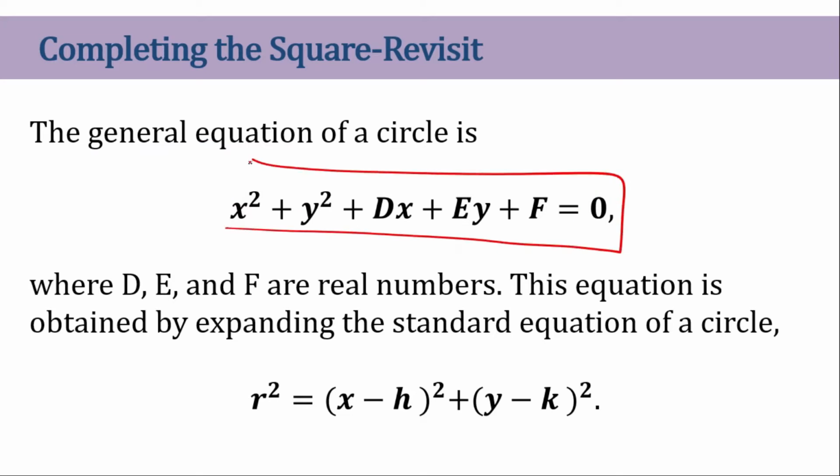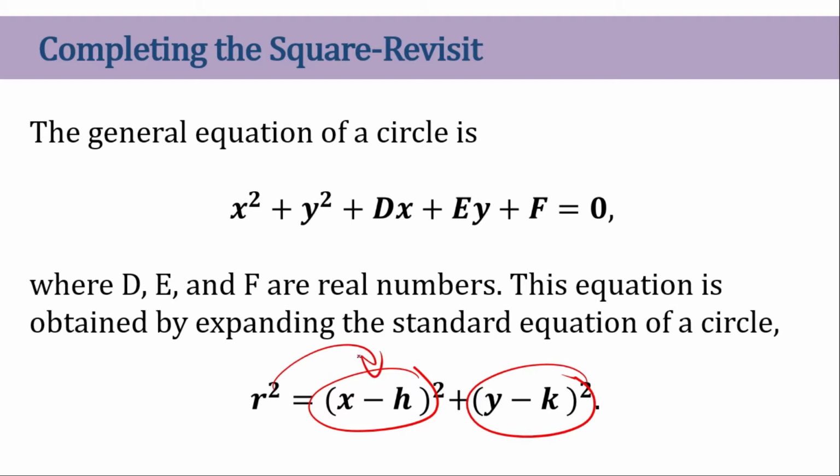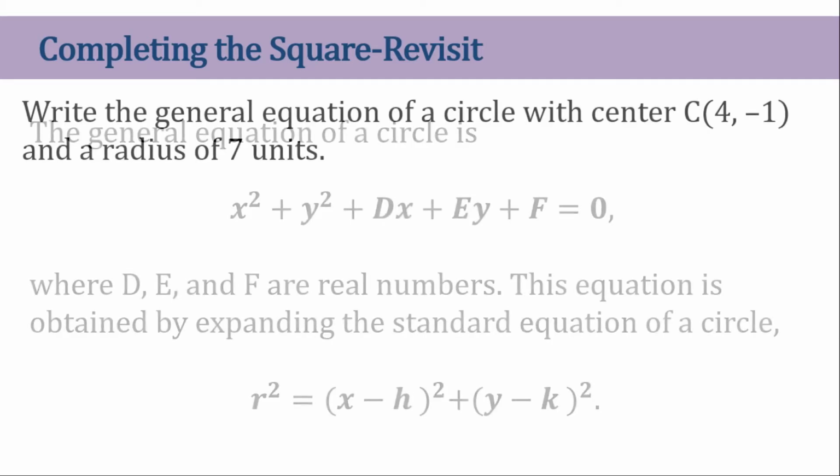In this equation, D, E, and F are real numbers. This equation is obtained by expanding the standard equation of the circle. This one, meaning we need to expand this and equate it into zero. So that's why we can do this. So let's try changing standard to general form of the equation.